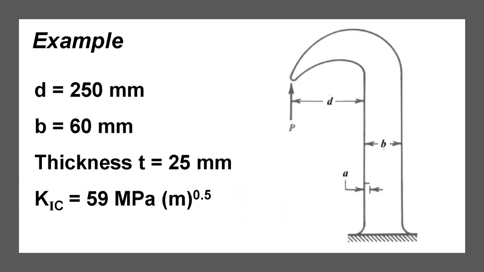Let's take an example. The dimensions of the mechanical tool depicted in the picture are: D equals 250 millimeters, B equals 60 millimeters, and thickness T equals 25 millimeters. The fracture toughness test revealed a value of KIC equals 59 MPa square root meter. We would like to determine the magnitude of the fracture load P for a crack length of a equals 5 millimeters.